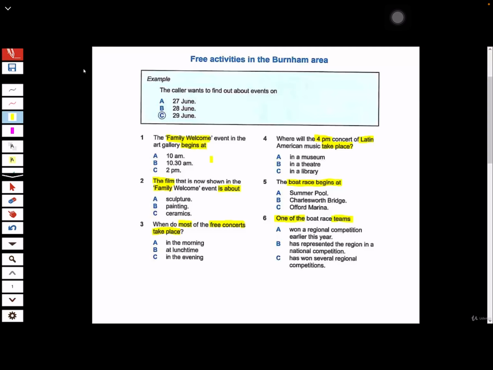One of them came first in the West of England Regional Championship in May this year. It was the first time a team from Burnham has won. It means that next year they'll be representing the region in the National Championship.